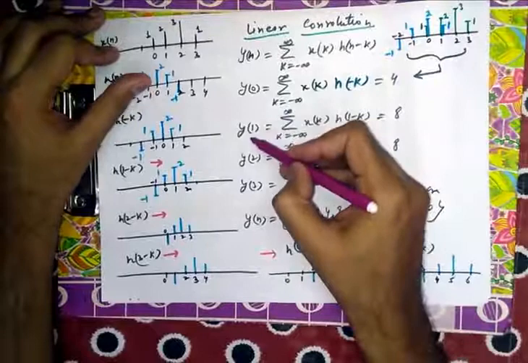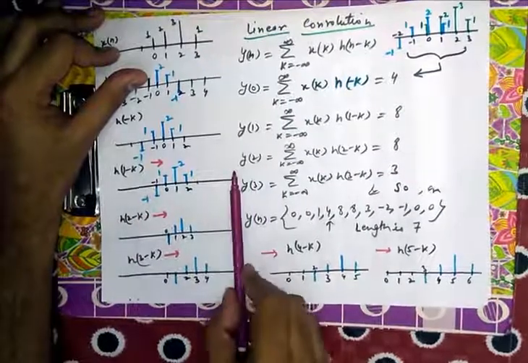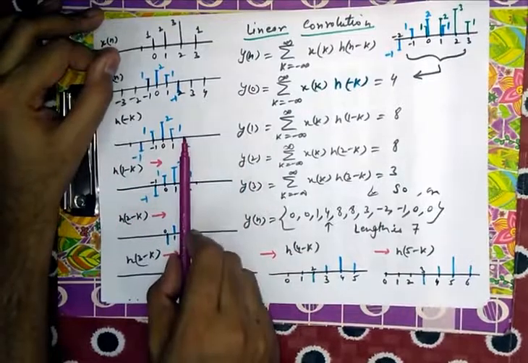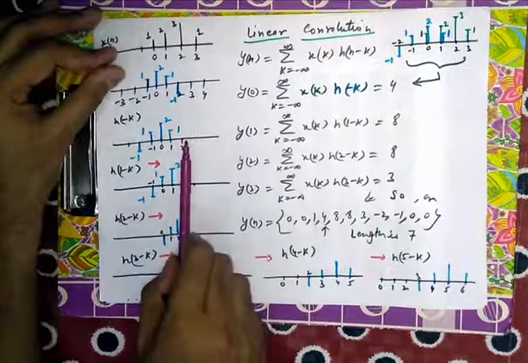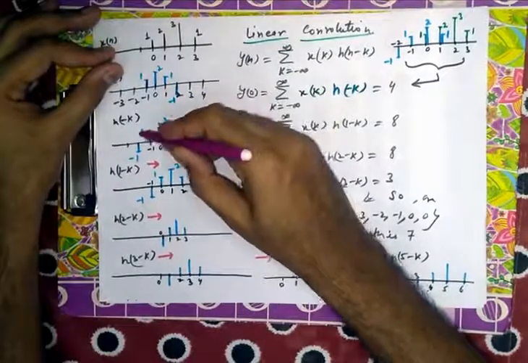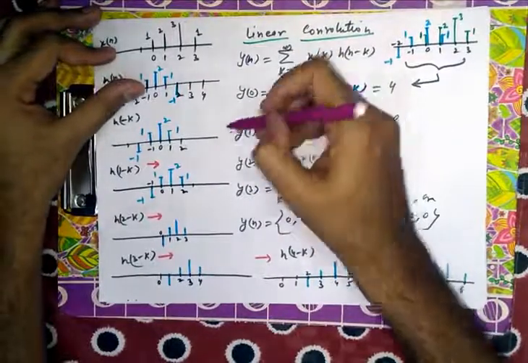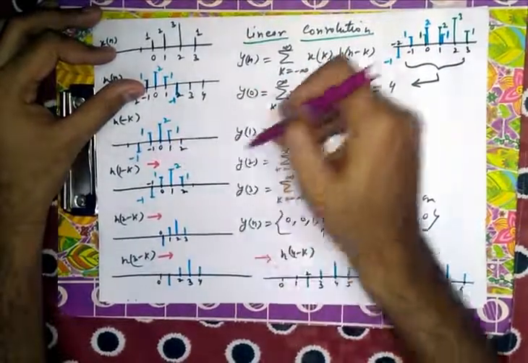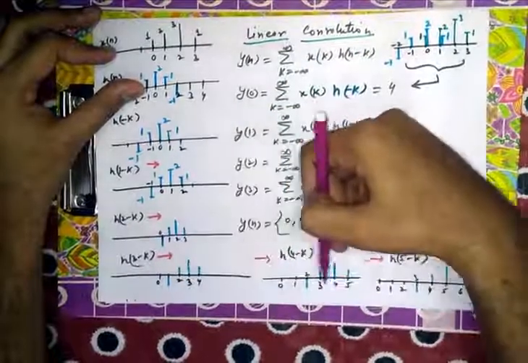Next value is y[1]. It is a positive value, so we will move the h[minus k] function towards the positive side. If we move this function towards the negative side, then we can calculate y[minus 1]. If we move it one step towards the negative side, we can calculate y[minus 1]; moving further in the negative side, we can calculate y[minus 2] and so on. Wherever you move the h[minus k] function, you get the value of y at that particular step or instant. Single movement gives y[minus 1], double movement y[minus 2], triple movement y[minus 3] and so on. Similarly in the forward direction, single movement y[1], double movement y[2], third movement y[3], y[4], y[5].